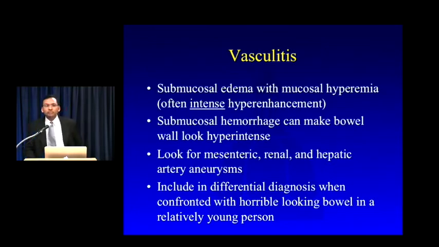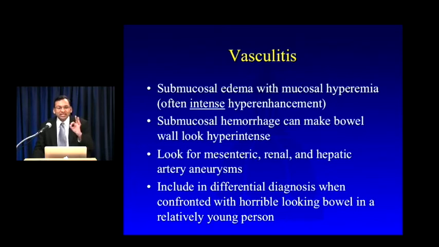On top of that, you're going to try to find vascular anomalies that support the diagnosis. Mesenteric, renal, or hepatic artery aneurysms are all possibilities that you may see depending on the type of vasculitis you're dealing with, and you may see beading and irregularity of the vessels.